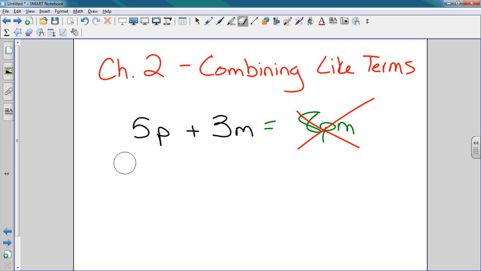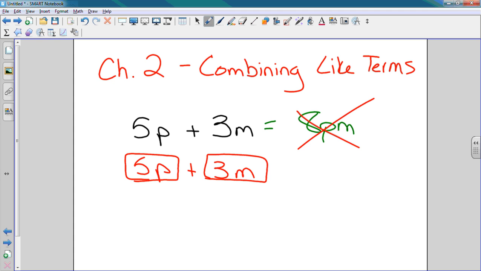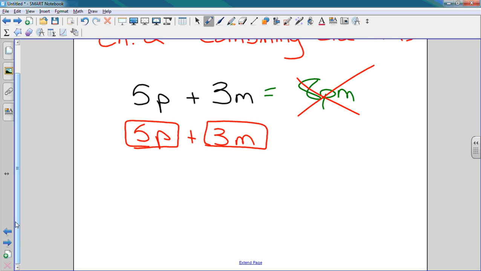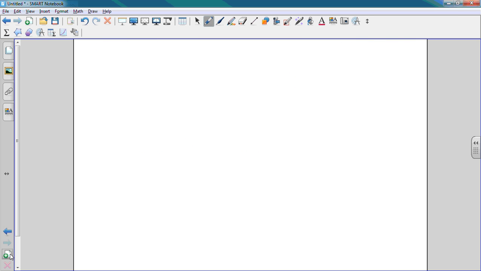5 pencils or 5 P's plus 3 markers is still just 5 pencils plus 3 markers. This is a separate term, and this is a separate term. Don't do it. Please. Okay? Don't do it. This is as simplified as it gets. Now, let's do another scenario. Okay? We're going to do another scenario.